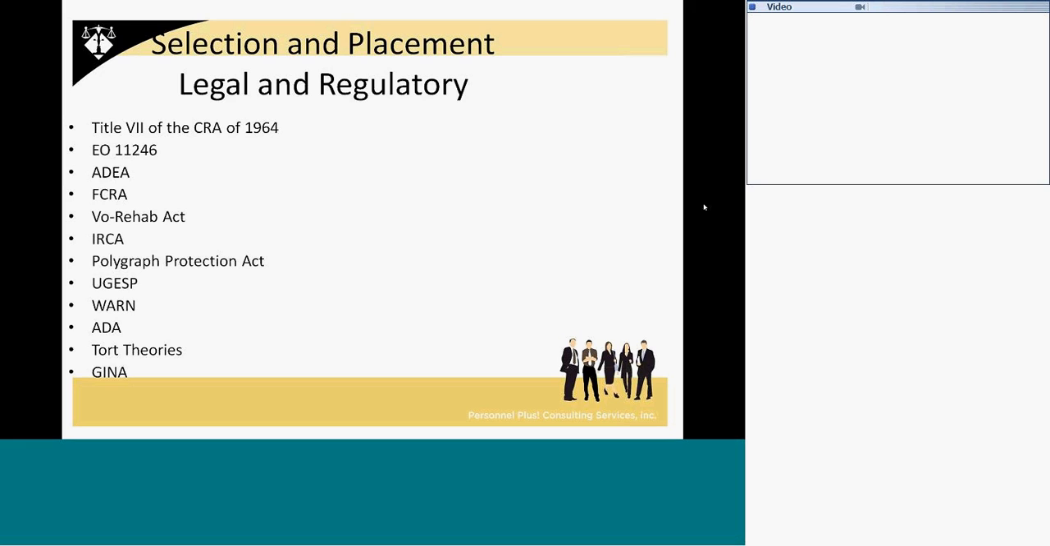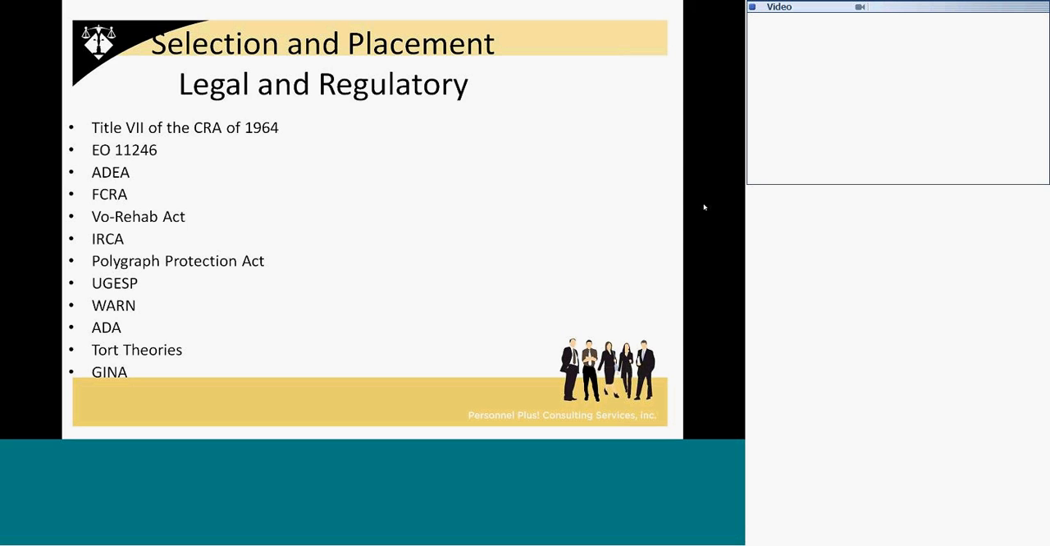So these guidelines are predominantly tied to discrimination law, and if there's a violation of the UGESP, it's considered a violation of Title VII or, alternatively, of Executive Order 11246.